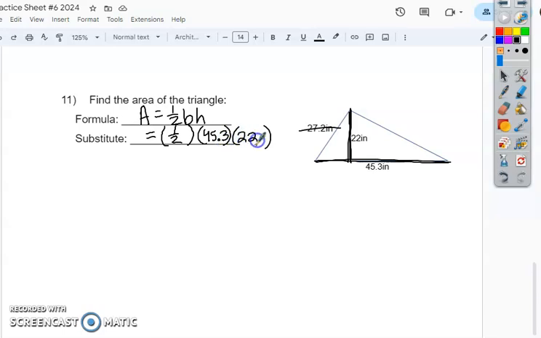Now, you can do it two ways. You can multiply these two and then divide by 2. If it were me, I would be doing half of 22, which is 11. Easy number to work with, all ones, and then you need to multiply that. That's what you need to do.